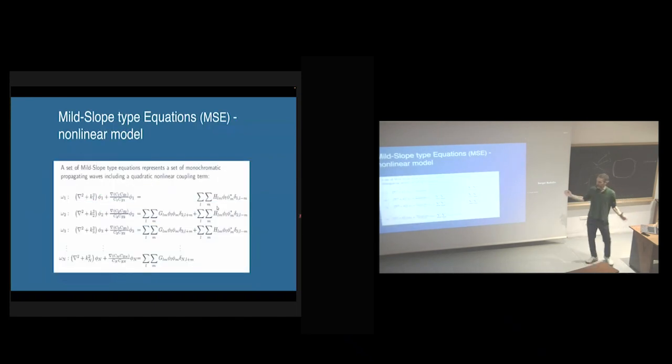So we have this crazy nonlinear mild-slope component with all kinds of sums from this quadratic interaction, but let's make it simple because we don't like it complicated. So yeah, much simpler. Okay, not that much.